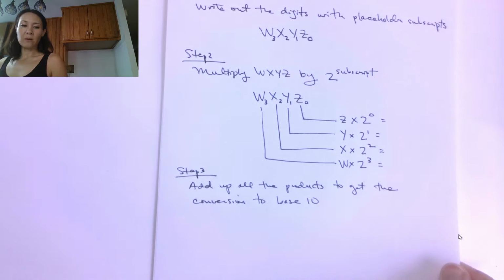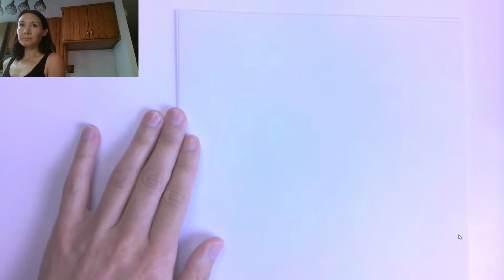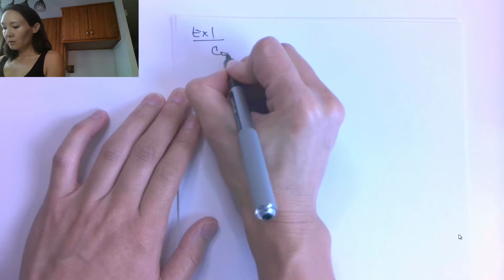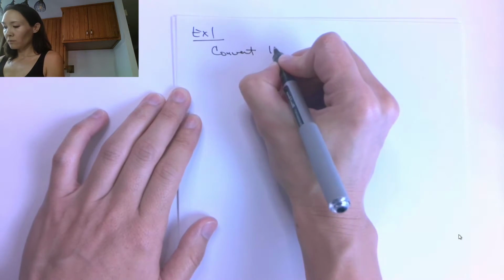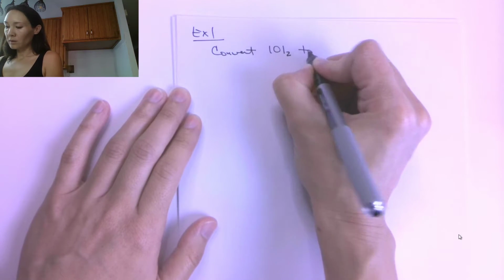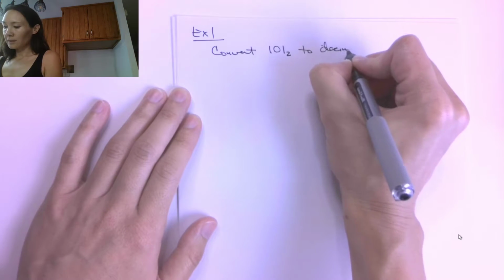Okay, so let's see a couple of examples. Let's do one small, easy one, and then one more complicated one. So for example 1, let's convert binary 101, base 2, to decimal.